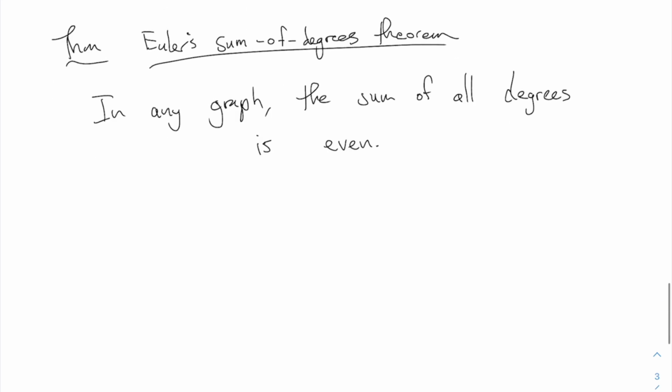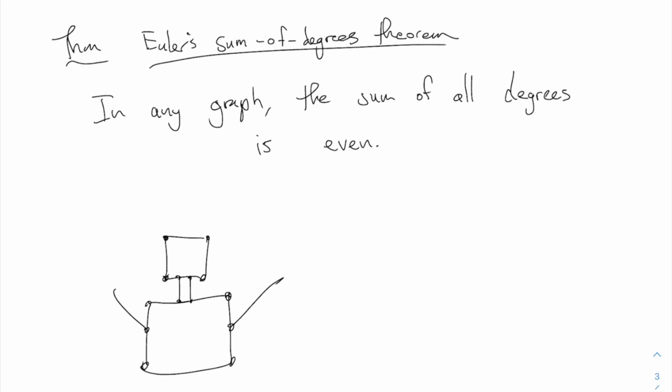But first, I will draw a cute little graph here. How about this? This is like a little robot guy. All right? How do you like my cute little robot guy? The sum of all the degrees is even. That's what Euler's sum of degrees theorem says.